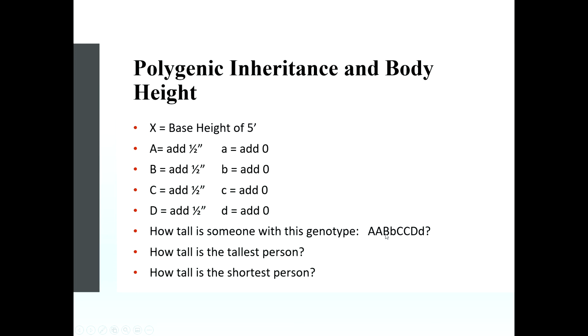Remember, every dominant allele adds an extra ½ inch. Every recessive allele adds nothing. So for every dominant allele, add an extra ½ inch, and this person will be 5 feet what? How many inches? Give you a minute to think about that. How many dominant alleles? Add them up. ½ inch per dominant allele.